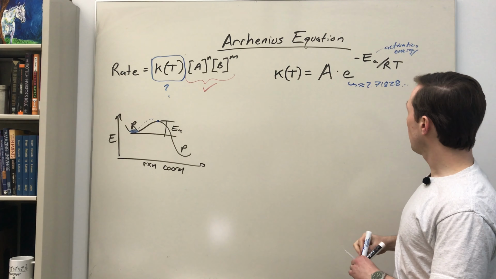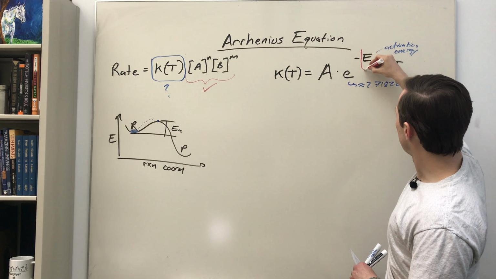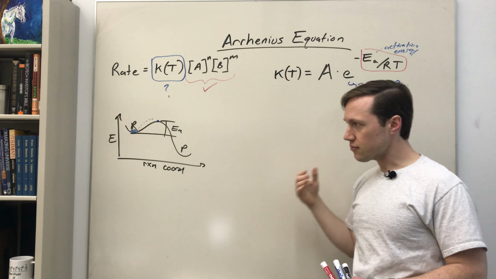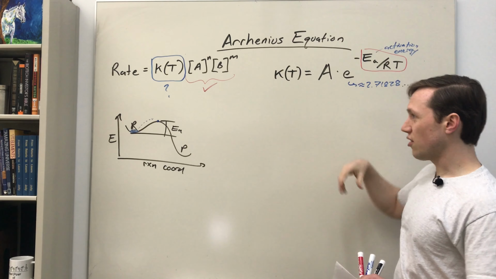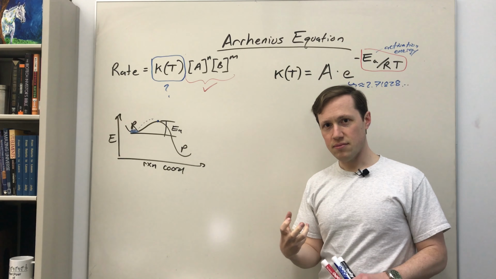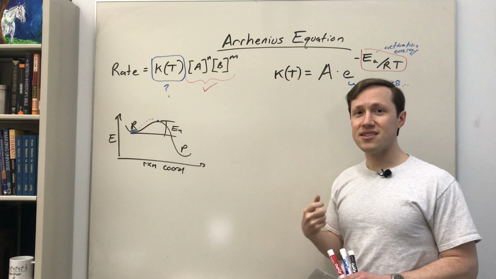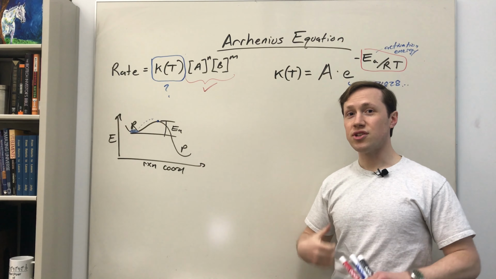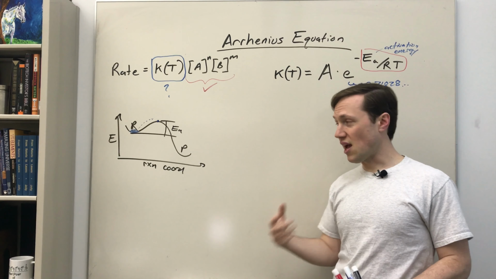This whole exponent is negative. So if the temperature gets bigger, that exponent gets less negative. That means the exponential function gets bigger and our reaction goes faster.